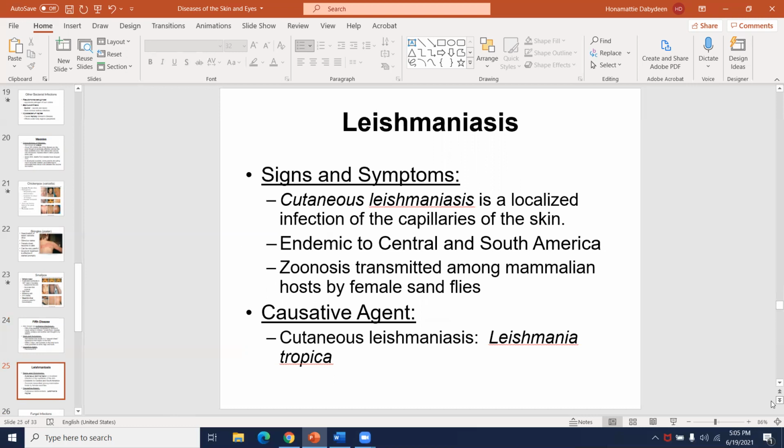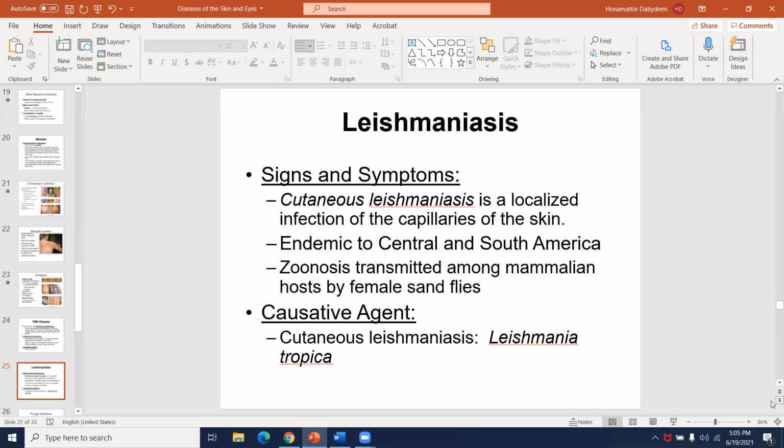Leishmaniasis is another skin disease. Leishmania donovani causes a very severe form of leishmaniasis, which attacks the viscera, visceral leishmaniasis, they call that one. But there's a milder form caused by Leishmania tropica, which is the skin leishmaniasis, cutaneous leishmaniasis, and it's transmitted by the sandfly.